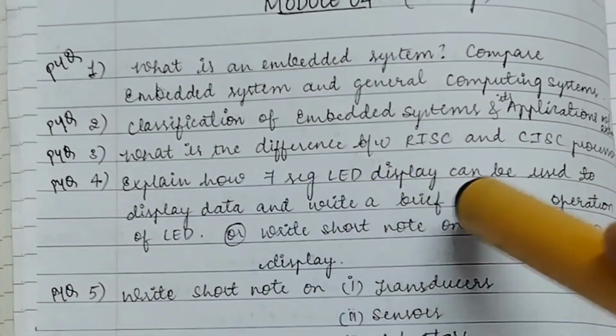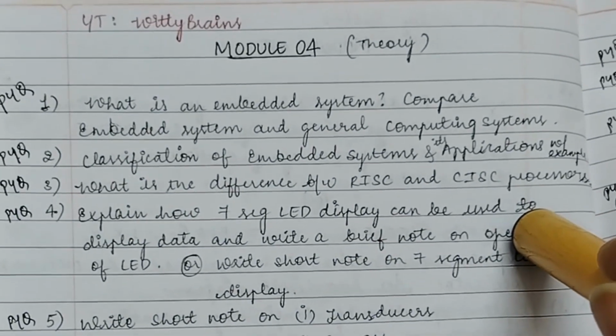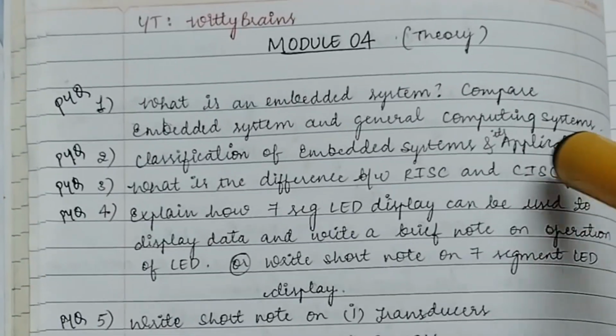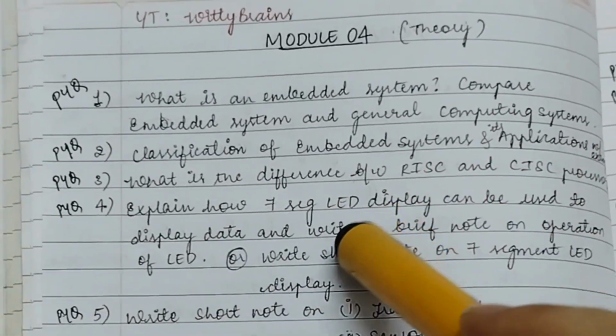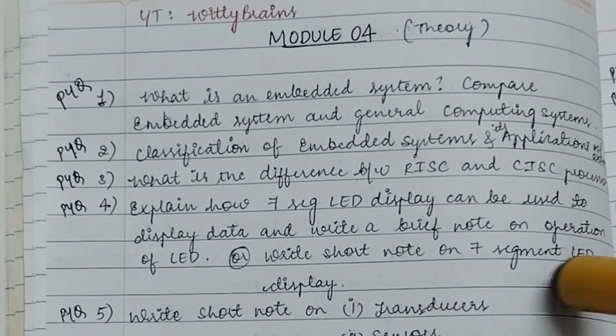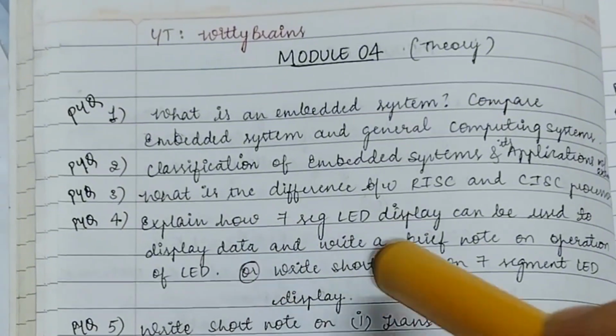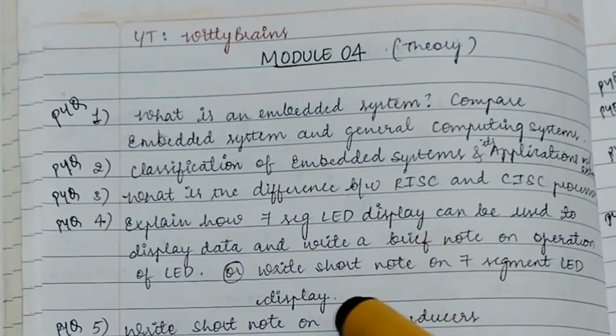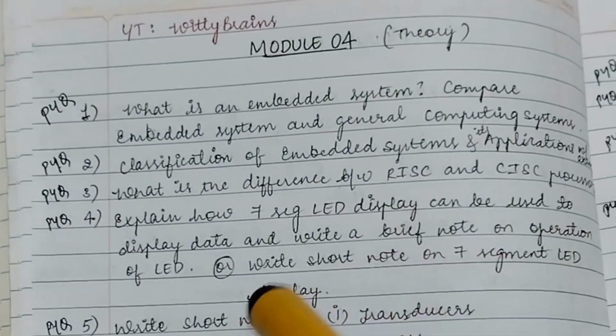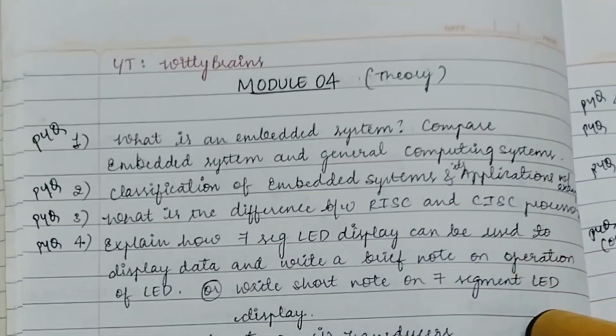And the third question is, what is the difference between RISC and CISC processors? Explain how 7-segment LED display can be used to display data, and write a brief note on operation of LED. This can be asked, or they can ask it like this. They've already asked: write a short note on 7-segment LED display.